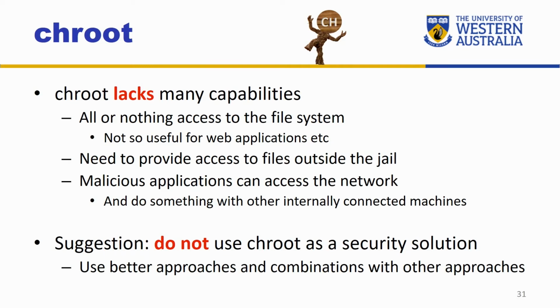And malicious applications can still access the network. Okay? And do something with other internally connected machines. So you don't have to particularly compromise your host. You can jump to other hosts within the network, exploit that, and come back to the host machine. Okay? So there are various design flaws associated with chroot. So in a nutshell, the suggestion is to not use chroot as a security solution, but rather just understand that such things exist. There are better approaches and combinations of other approaches that should be used in conjunction to provide security.